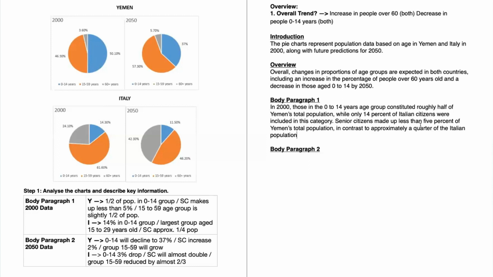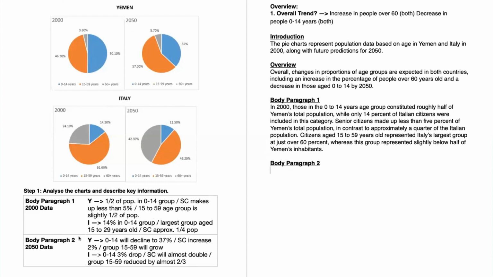Now we're going to talk about the last group, and that's citizens aged 15 to 59 years old, represented Italy's largest group at just over 60%, whereas this group represented slightly below half of Yemen's inhabitants. So notice how I'm changing up some words, I'm using synonyms, and again, I'm just using the notes that I made earlier when analyzing the pie charts in the beginning. And that is all we have for our body paragraph 1. It is simple, to the point, but also makes necessary comparisons.